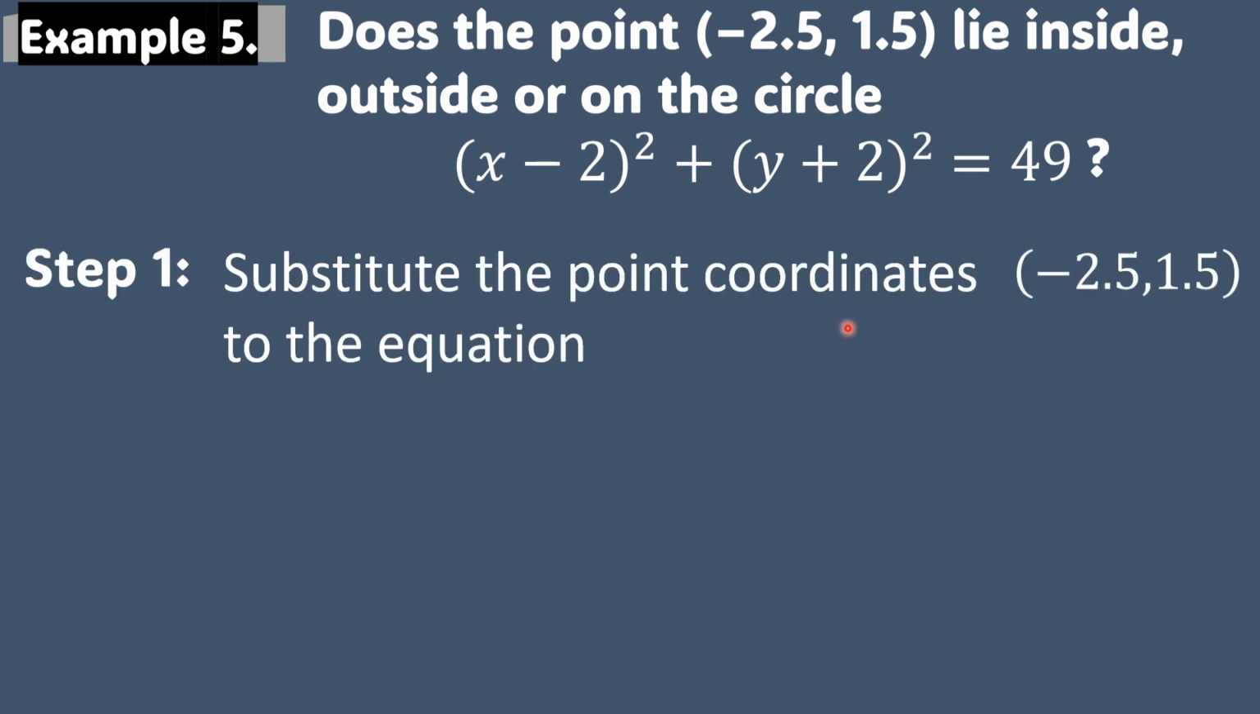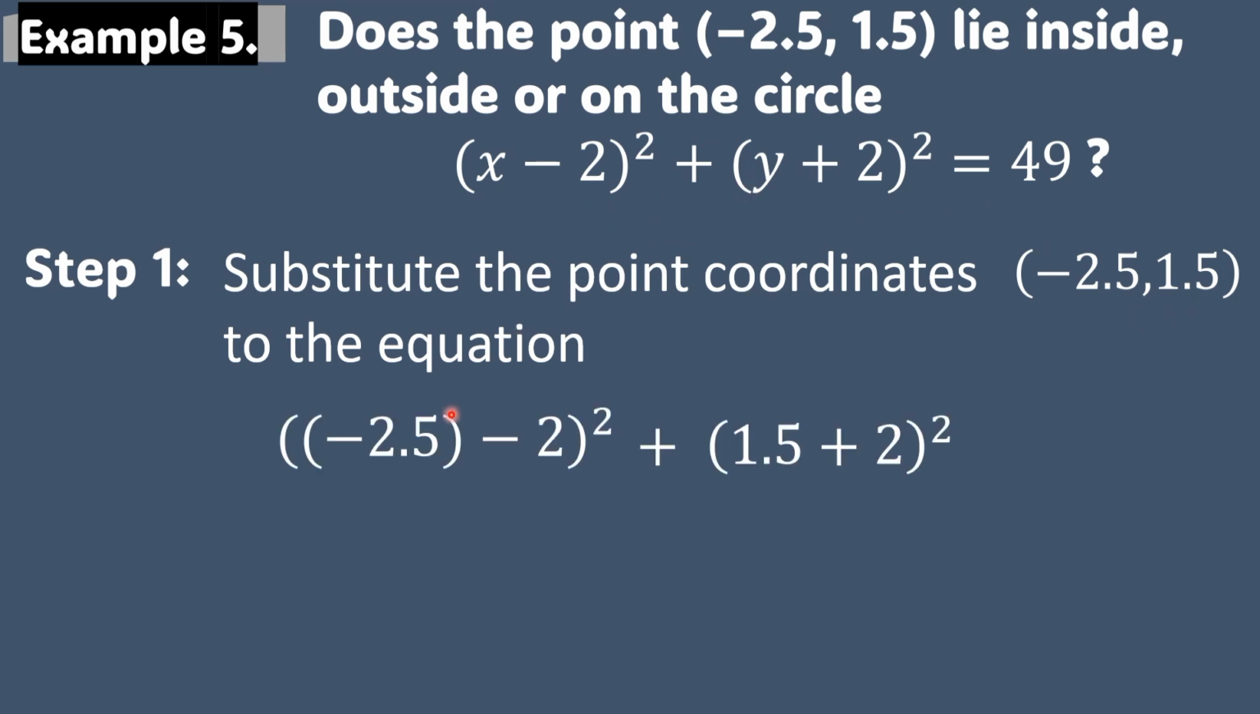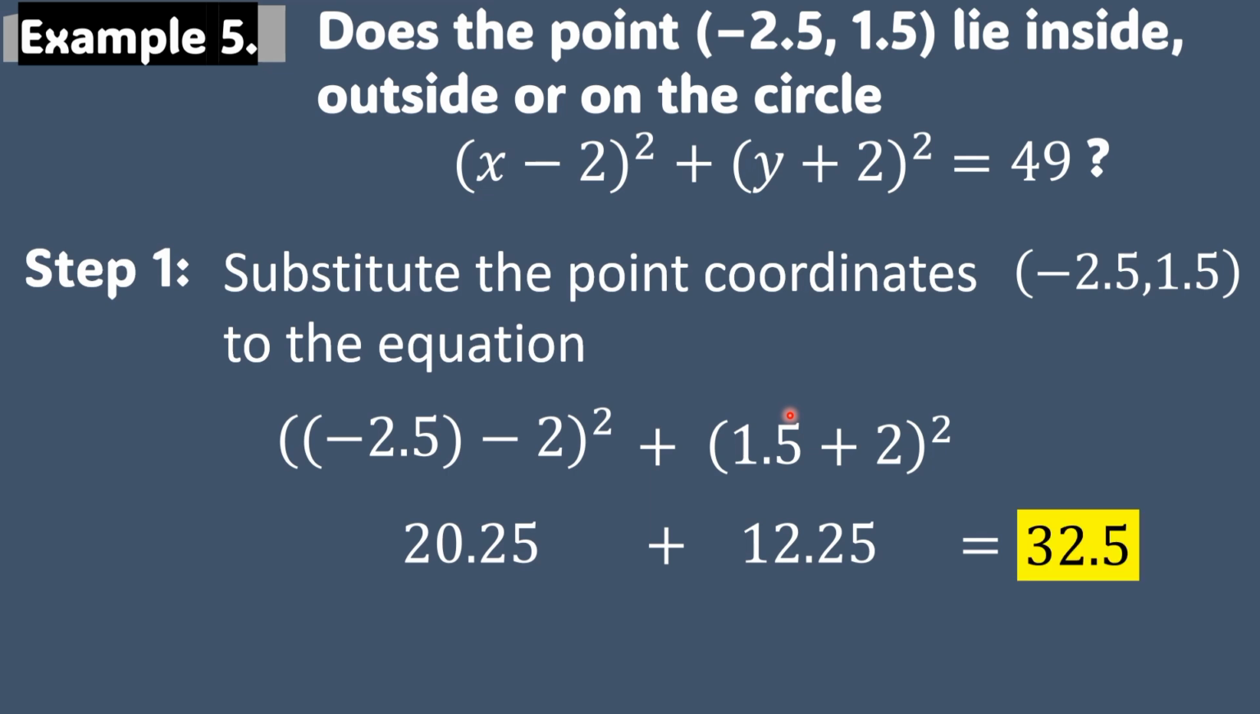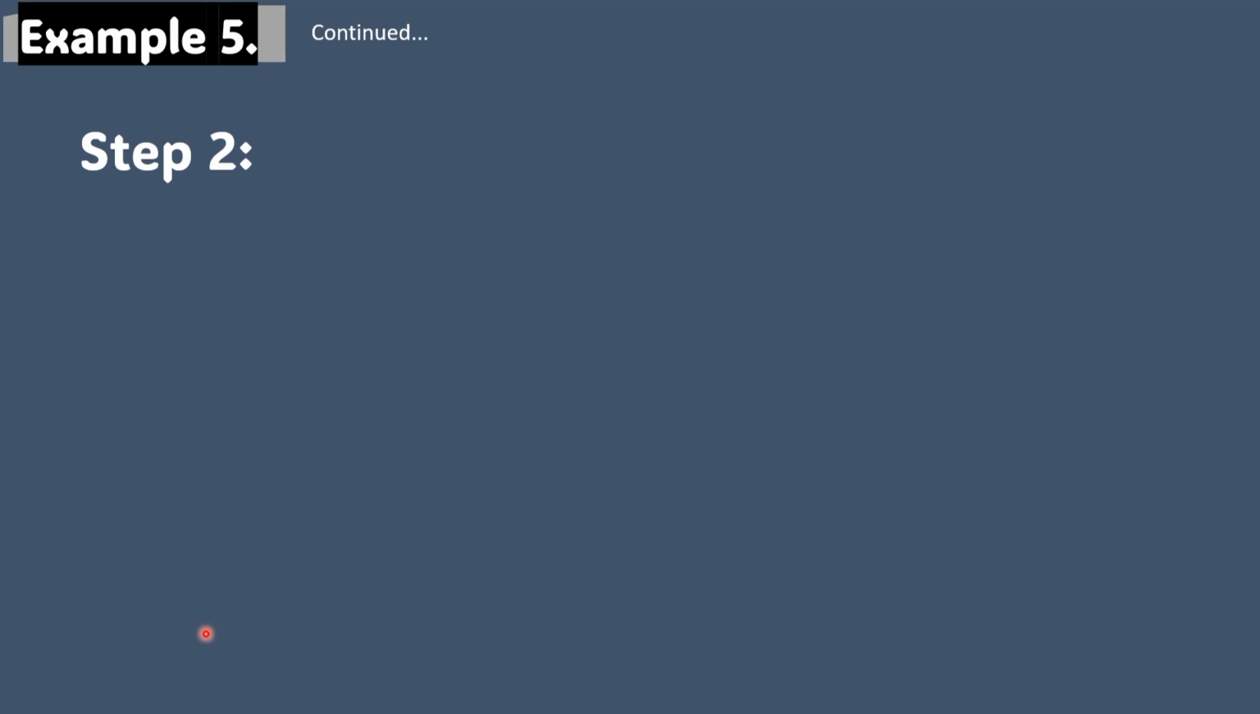Substitute the point coordinates (-2.5, 1.5) to the equation of the circle. Negative 2.5 is the x coordinate minus 2 quantity squared, plus 1.5 is the y coordinate plus 2 quantity squared, and this is 20.25 plus 12.25, which is equal to 32.5.